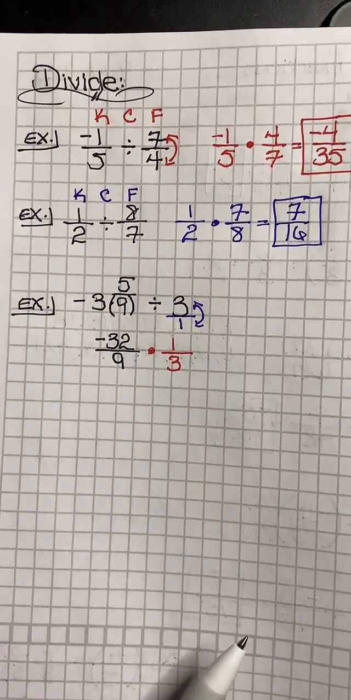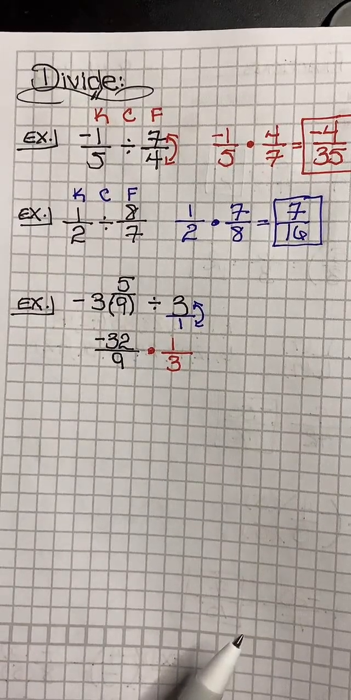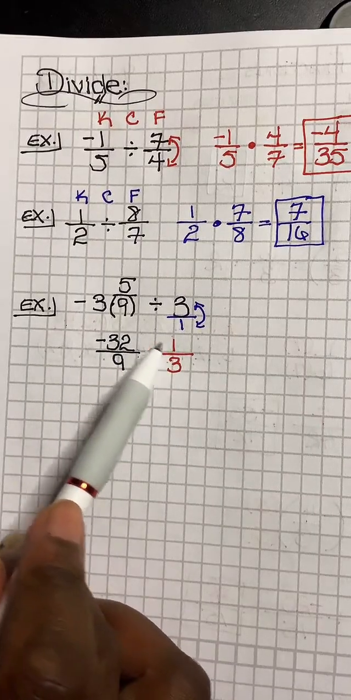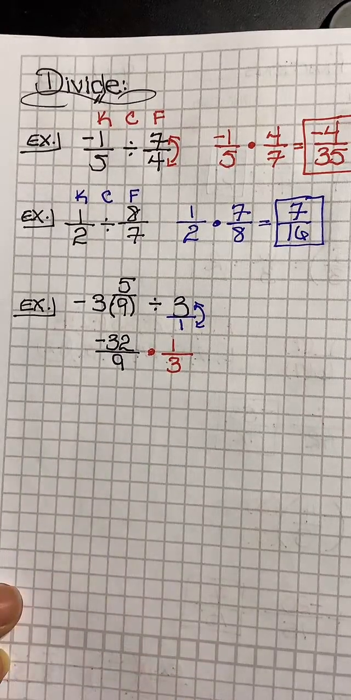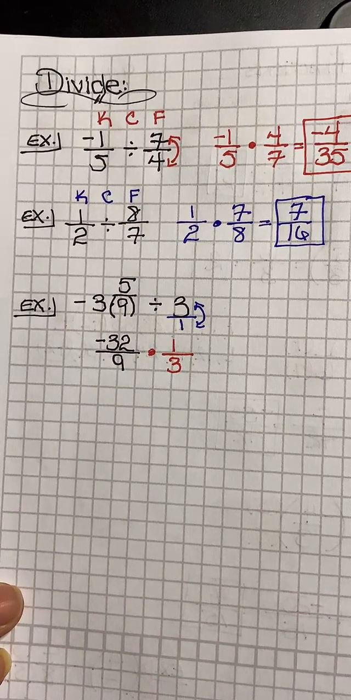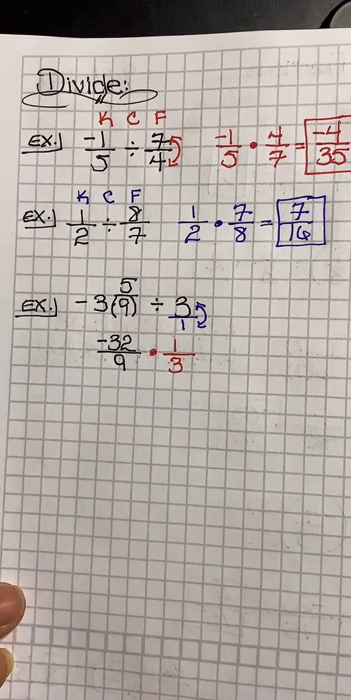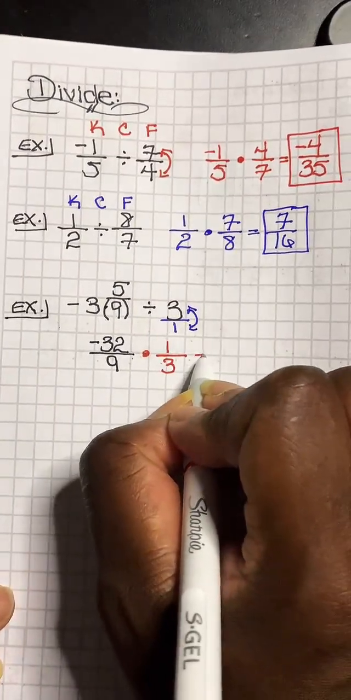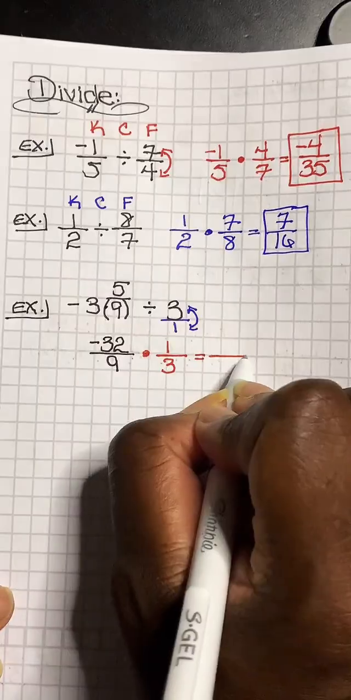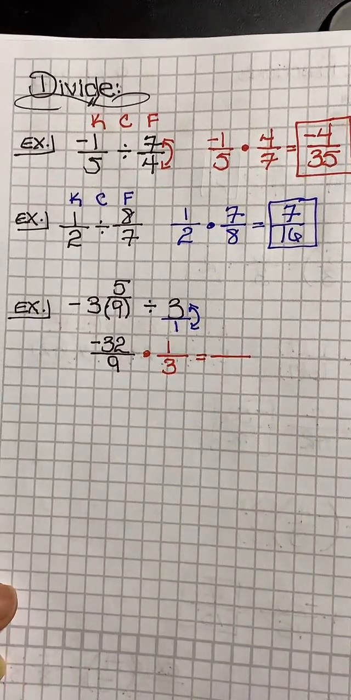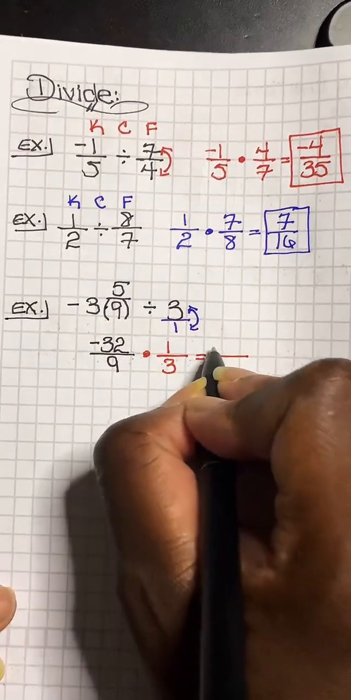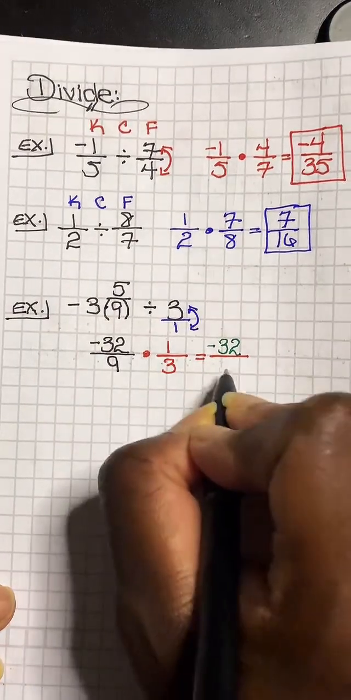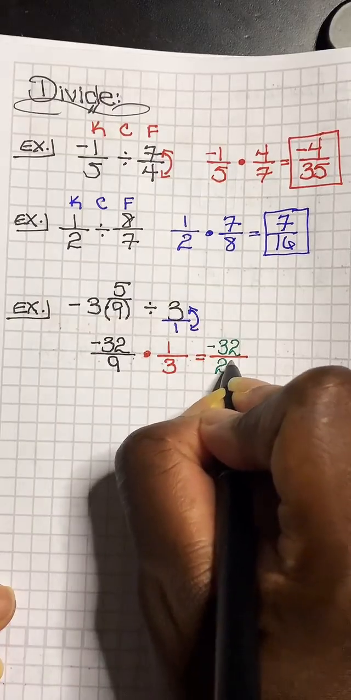So now let's see, can this be reduced, the 32 and the 3? No, it's going to give me a funky decimal. If it was a 2, yes. If it was a 4, awesome. But let's multiply straight across. So we have a negative 32 over 27.